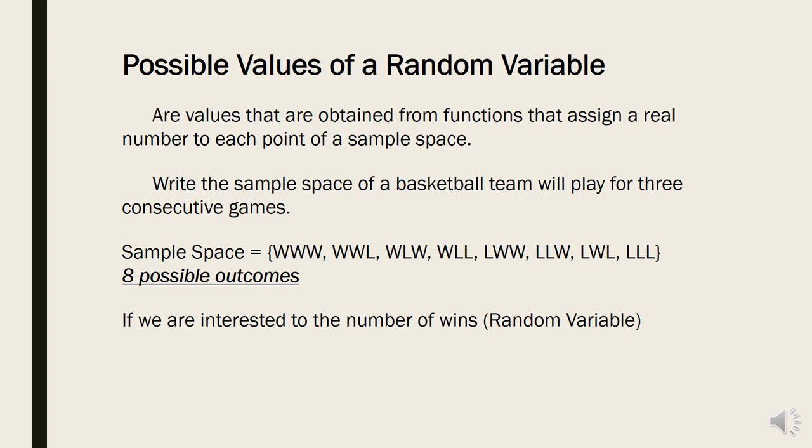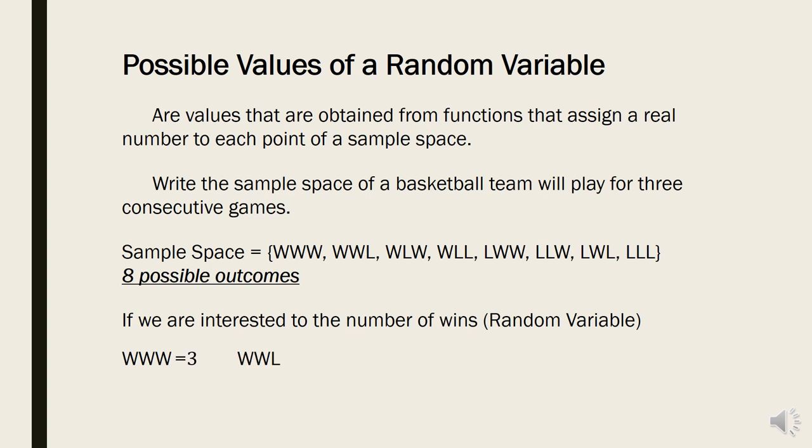If we are interested in the number of wins, so dito na natin gagawin yung numerical value. We need to identify our random variable. Since our random variable here is the number of wins, yung bibilangin lang natin sa bawat element ng sample space natin ay yung number of wins. For example, W, W, W. So, ilang wins dito? We have 3. So, we will now use 3 to represent that in all games, the team wins.